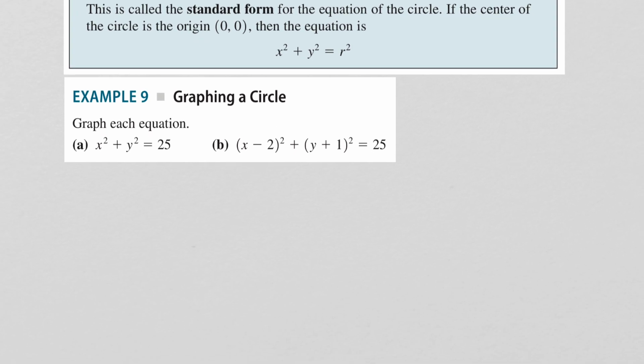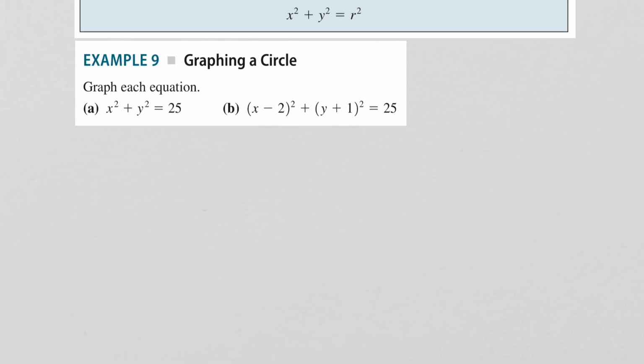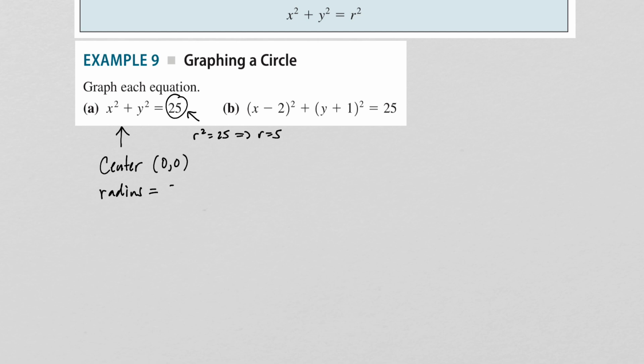So let's go ahead and graph a couple of circles here. I want to graph the circle x squared plus y squared equals 25. For this one, the center is just going to be at the point (0, 0). And then the radius of the circle, remember, this is r squared. So if r squared equals 25, then the radius would just be 5.